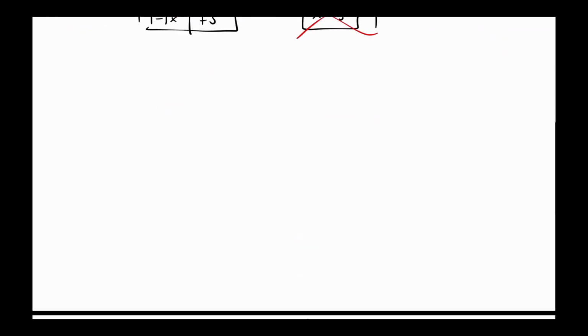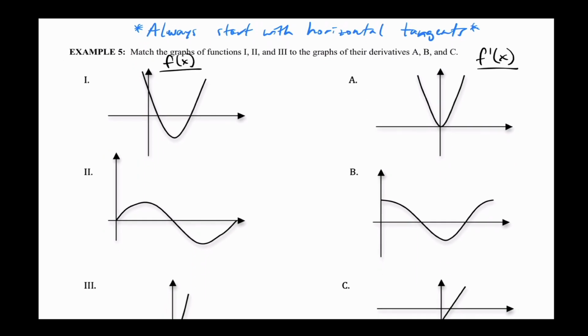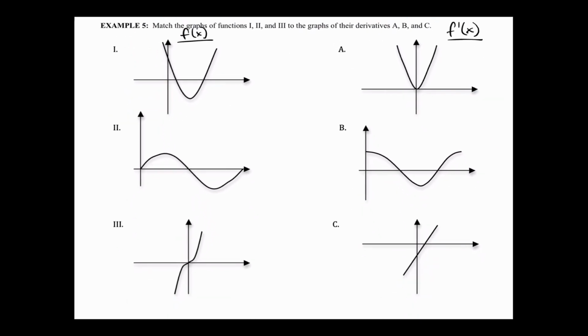Okay, so the graphs on number 5 are a matching problem. The left side are all f of x's, originals. The right side are all derivatives. What we have to do is match the correct derivative with its original. Okay, we don't have equations. I don't have tables. I just have to do this using the graphs. Okay, so let's talk about what these are.